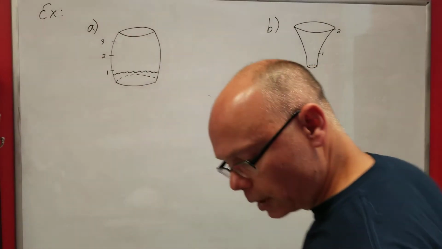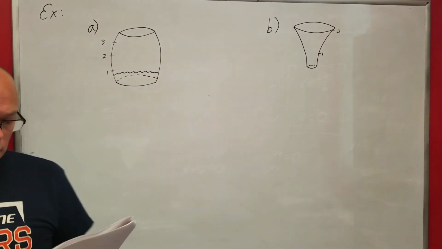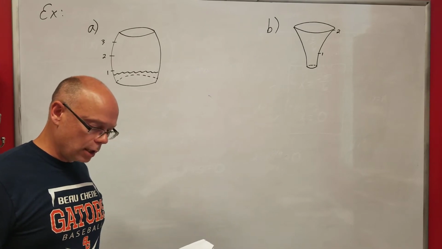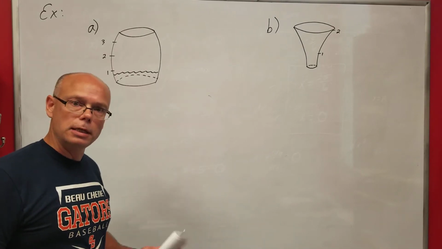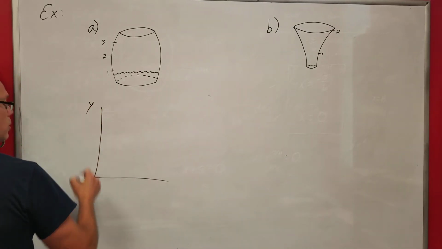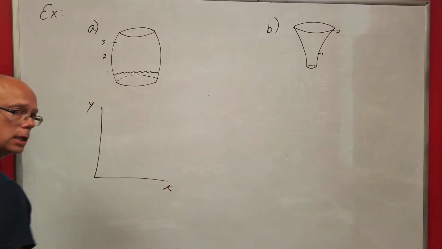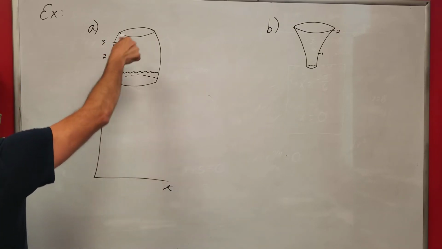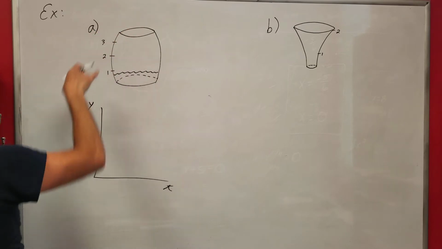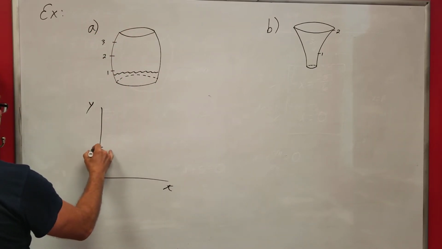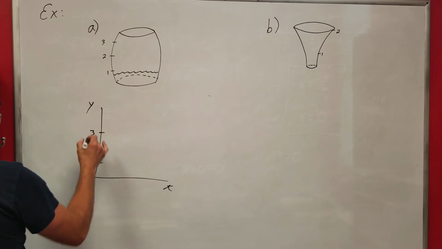This example reads, suppose water is flowing into the container at a constant rate. Make a rough sketch of the water level Y versus the time T. All right, so they want me to make a rough sketch of the water level Y versus the time T here. So what's the water level? 1, 2, and 3. As I pour water in here, it's going to rise up this flask. So 1, 2, and 3.